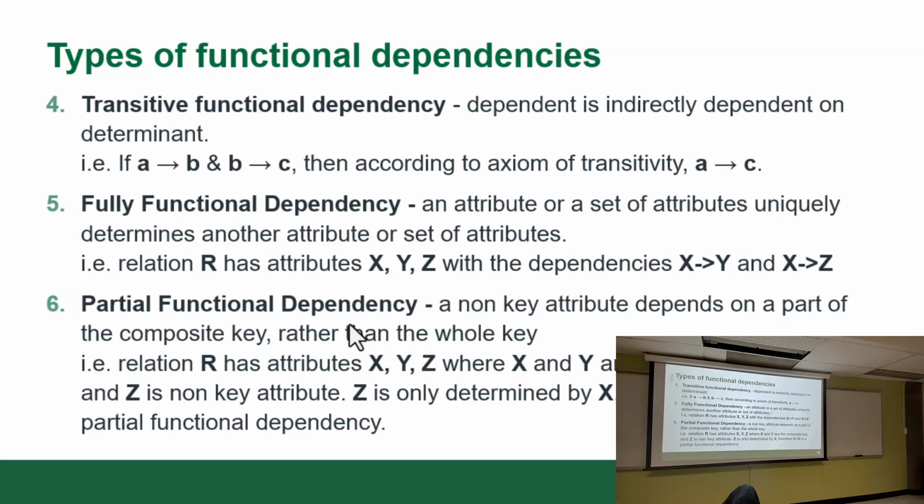Transitive, that one's straightforward again. If A determines B and B determines C, A determines C. Fully functional dependency, this is actually one of the more important ones. Out of all the verbiage and noise I've been saying, that one's one of the more important ones.